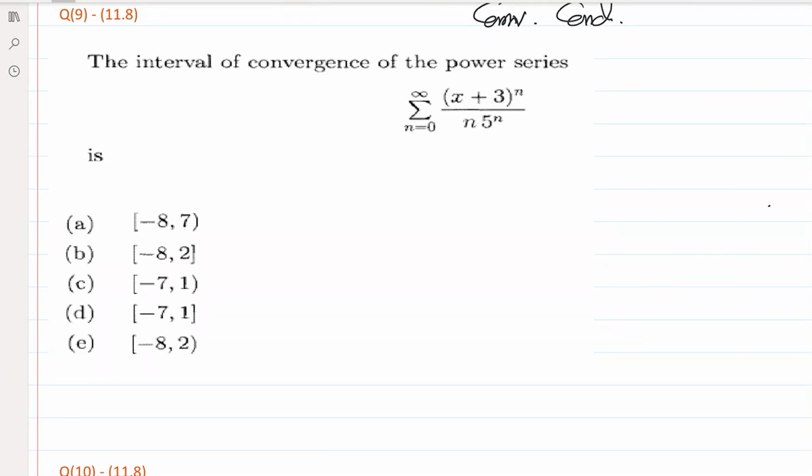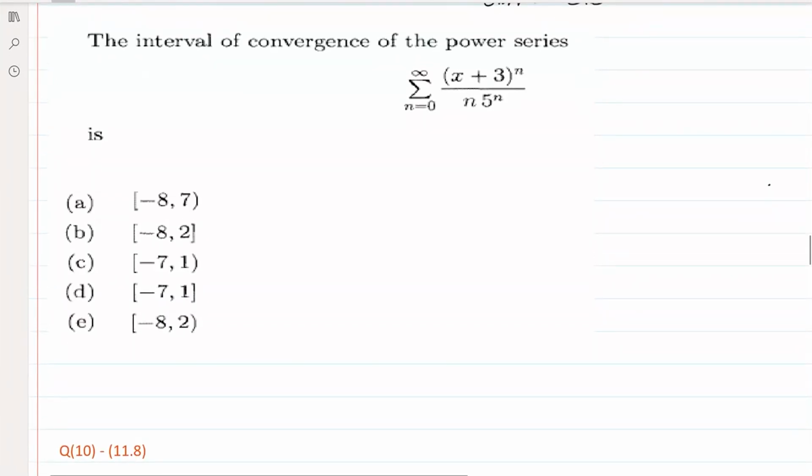Ali? Yes, the answer is B. B? Yes, minus 8 to 2. No, sorry, it's E. 2 is not included. Okay, yes. So, Saleh, did you get the same answer? Yes, the same answer, E. Yes. So let's solve it together, Saleh. Let's solve it together.